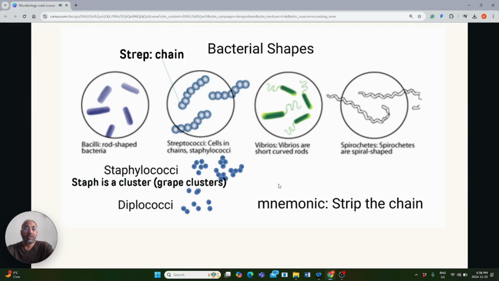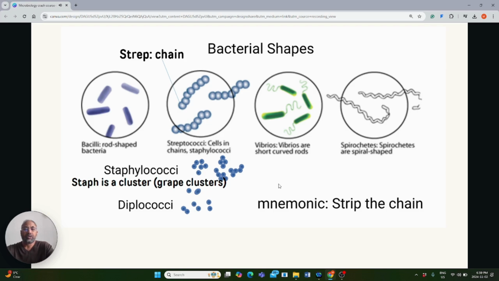Whereas when they are existing in clusters, the fruit that comes to your mind is grapes. And when you think about grape clusters, you should be thinking about Staphylococci. So these are the two very important and main types of cocci, the Streptococci and the Staphylococci, which may be coming repeatedly for you in various spheres of your journey through medicine. And that is why we should remember that the clusters are the staph and the chains are the strep.